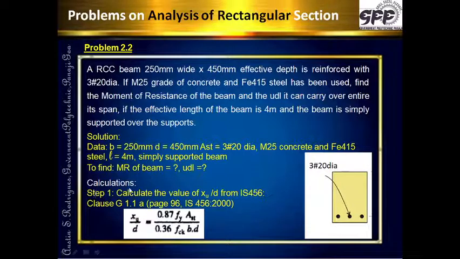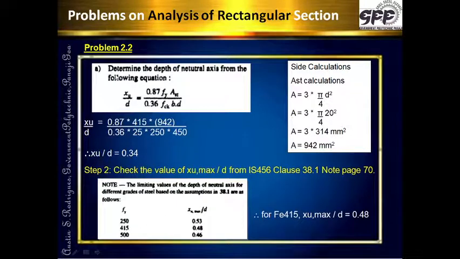Now in the calculations, as in the previous one, our step 1, calculate the value of XU by D from IS clause G-1.1a page 96, that is IS 456 2000. So that's the one which has been given over here, XU by D. Please remember, as I have mentioned earlier, this XU is the depth of the actual neutral axis, the existing neutral axis. So XU by D is equal to 0.87 Fy AST divided by 0.36 FCK B into D. So determine the depth of the neutral axis from this particular equation.